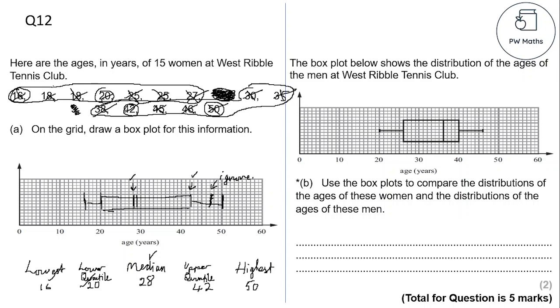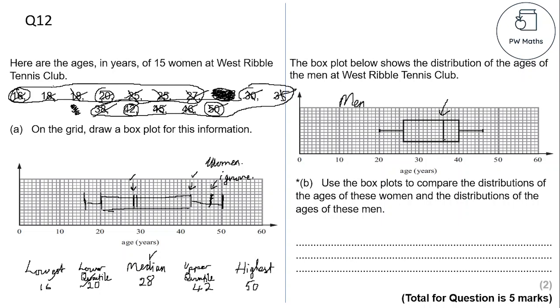Reading on, it says the box plot below shows the distribution of the ages of the men at West Ribble Tennis Club. So here we've got the men and here we've got the women. Use the box plots to compare the distributions of the ages of the women with the distribution of the ages of the men. There's only 2 things you're allowed to talk about. Please don't start going on about the lowest person or the highest person or the oldest or the upper quartile or the lower quartile, because you will get no marks. The first thing you have to talk about is the median, the average.